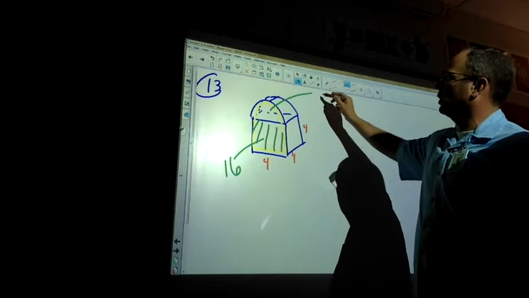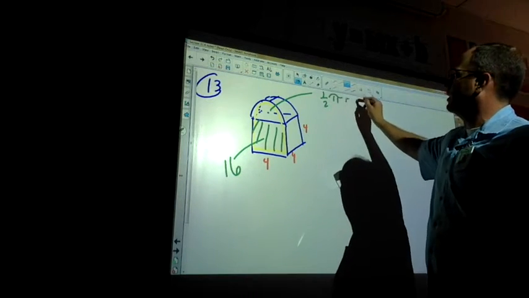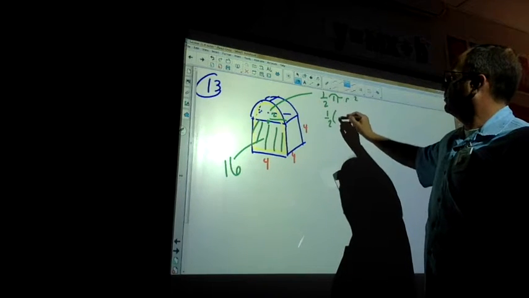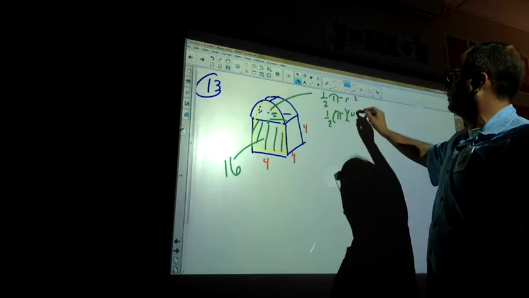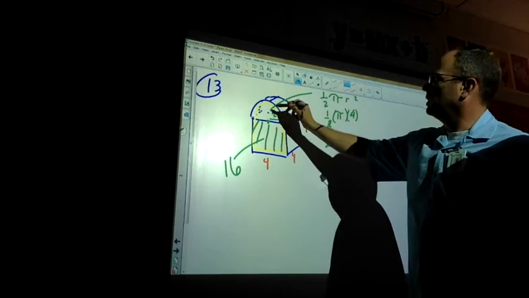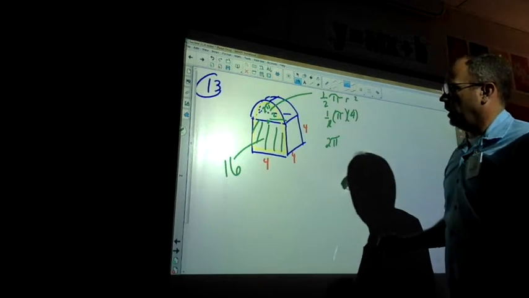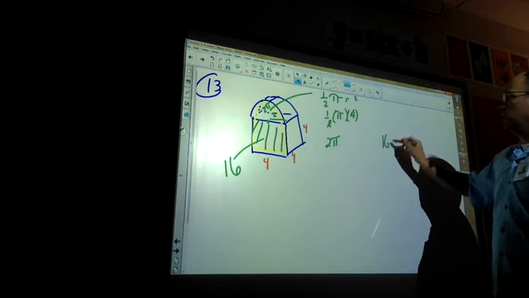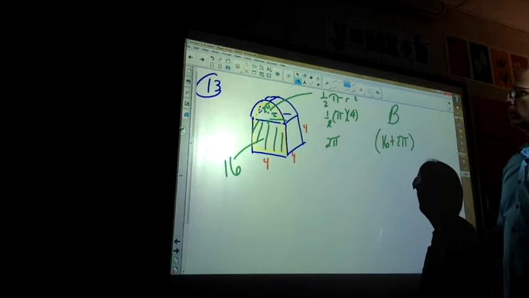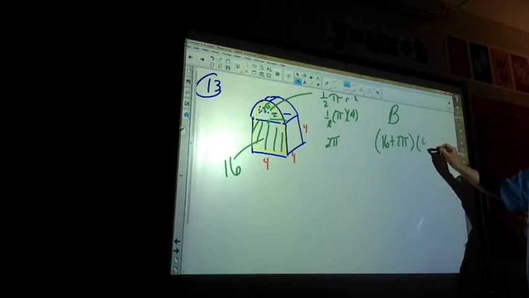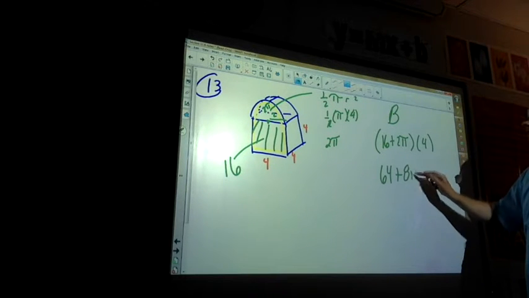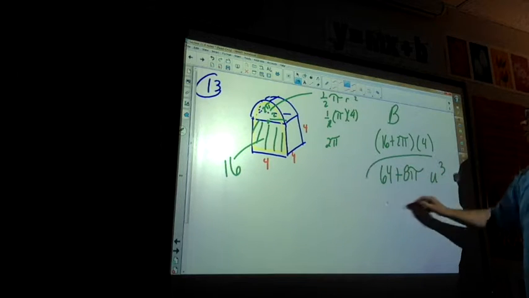This is half of a circle, so it's 1/2 pi r squared, where the radius would have to be 2. So I have 1/2 pi times 2 squared, which is 4. So that's going to give me 2 pi. So this is now 2 pi for an area there. So my area of my base is 16 plus 2 pi. My height is 4. So then I multiply that, so 64 plus 8 pi cubic units.